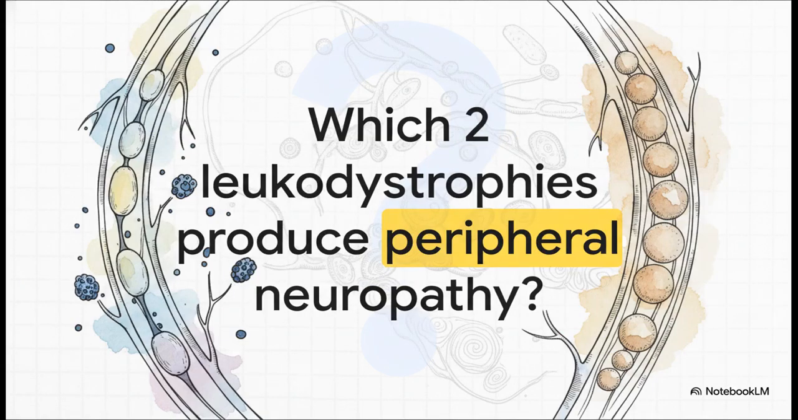Question 4. Which two leukodystrophies characteristically produce peripheral neuropathy, and why? That would be MLD and Krabbe disease, because both of them directly involve the breakdown of peripheral Schwann cell myelin. That separates them from all the purely central leukodystrophies.